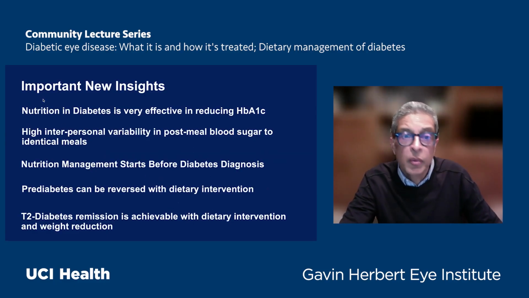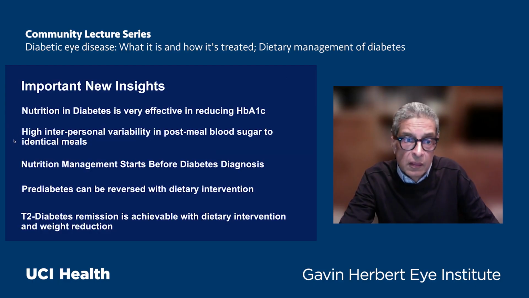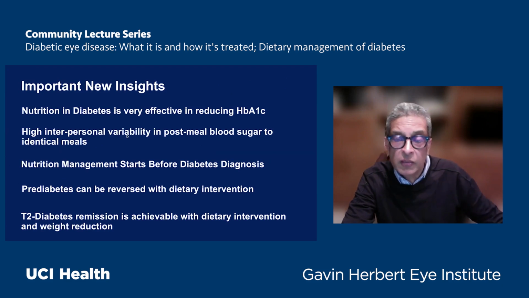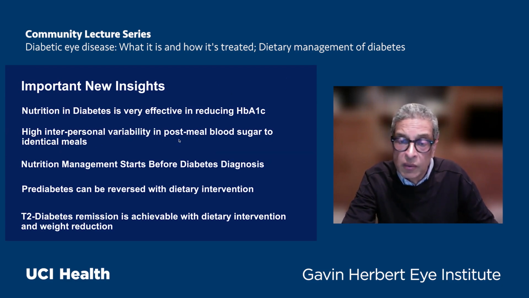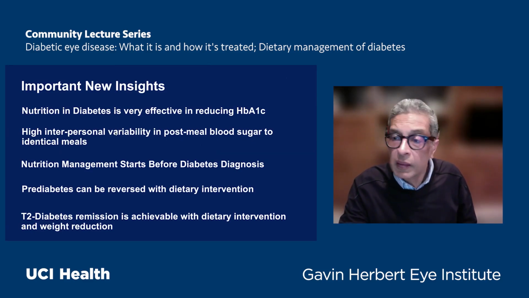So now let's go to the important new insights, the new developments. What I just mentioned to you is that nutrition in diabetes is very effective in reducing hemoglobin A1C, and we just talked about that. The next points that I'm going to make are relatively new and very important. There's interpersonal variability between individuals in post-meal blood sugar. There's a large variability between people, and when they eat a meal, their blood sugars can respond very differently. We'll get into that in a little bit.